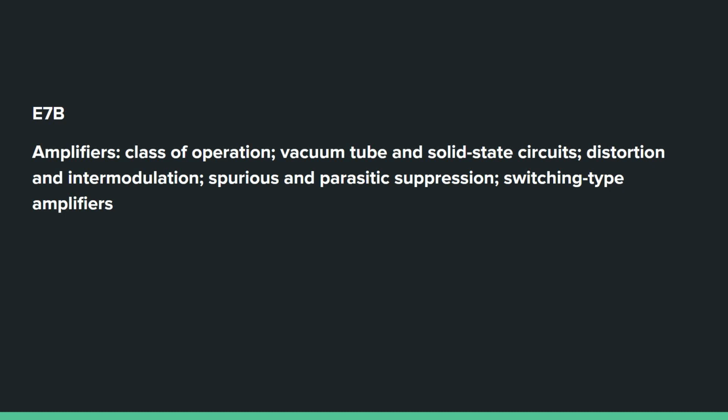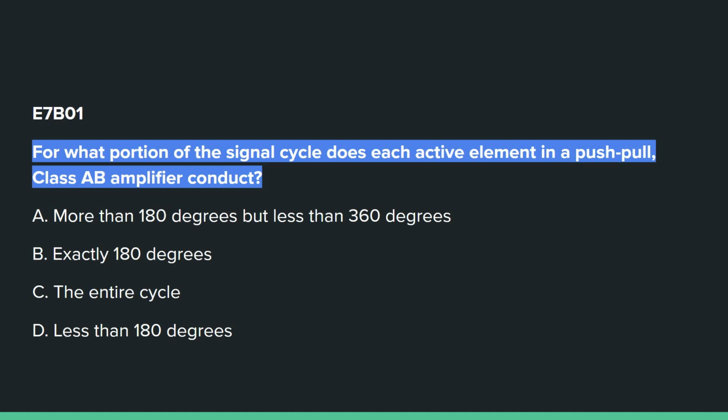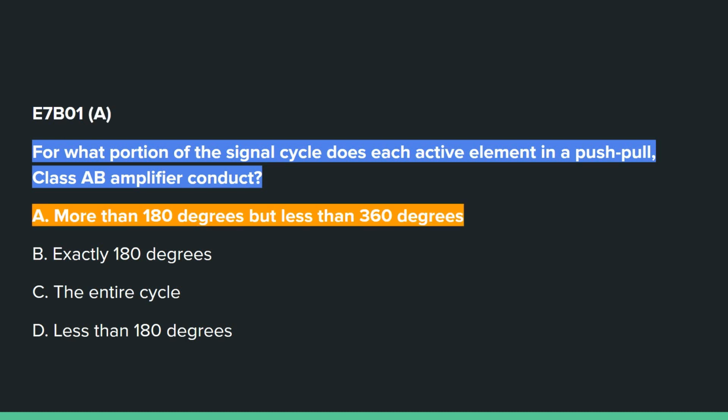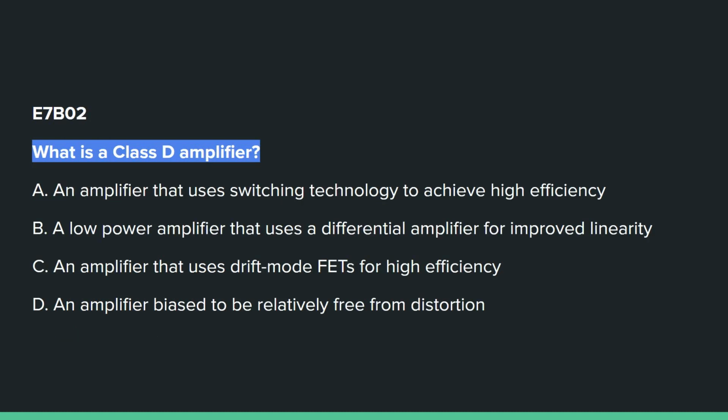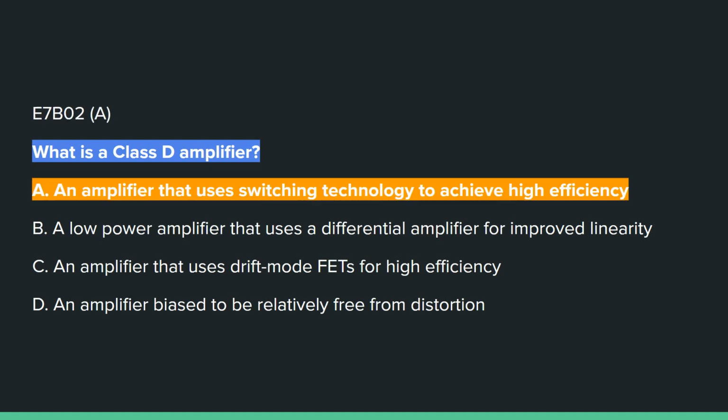E7B, amplifiers, classes of operation, vacuum tube and solid-state circuits, distortion and intermodulation, spurious and parasitic suppression, switching type amplifiers. E7B01, for what portion of the signal cycle does each active element in a push-pull class AB amplifier conduct? A, more than 180 degrees but less than 360 degrees. E7B02, what is a class D amplifier? An amplifier that uses switching technology to achieve high efficiency.